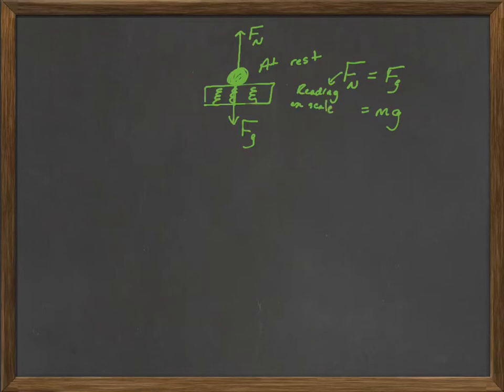Okay, and as mentioned, weight is the effect of weighing something. It follows that this reading on the scale is what we call the weight. So it follows that when we look at the weight of an object, that weight is equal to the mass times gravity. But hopefully you can see from here why they're not the same thing.